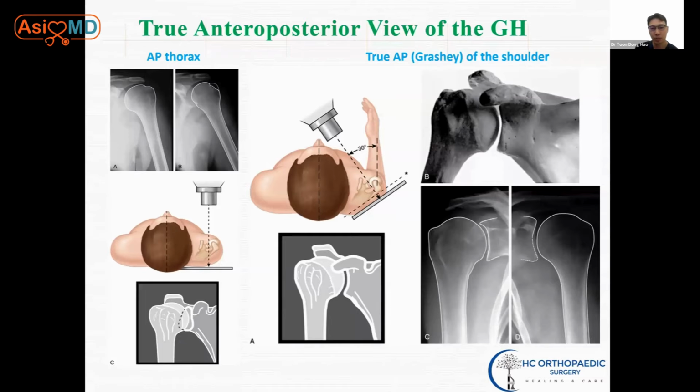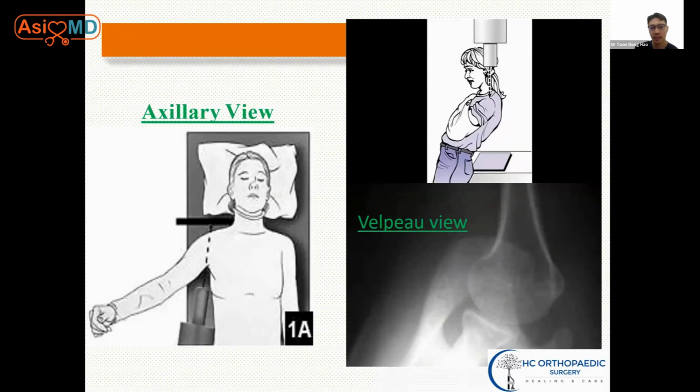So ideally, we want to do a true AP of the shoulder to assess the shoulder joint, not an AP of the thorax, which some of the radiographers do. A true AP takes into account the anteversion of the shoulder, which is about 30 degrees, and it will show you a very clear outline that there's a gap between the humerus and the glenoid, and if there's a gap in the joint, there's no way that the shoulder is out. The other view we can take is the axillary view or the Velpeau view. I think in the acute setting, a Velpeau view is a lot more useful because the patient has a lot of pain trying to abduct their shoulder for the axillary view.